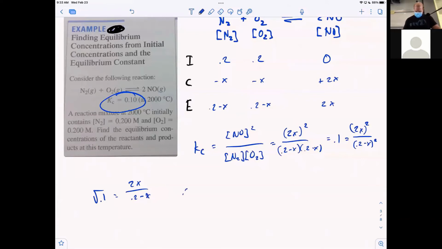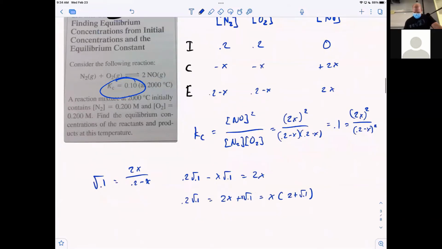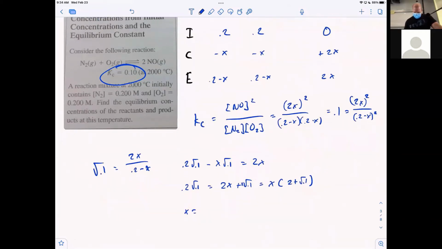So that means 0.2 square root of 0.1 minus x square root of 0.1 equals 2x. Put the x's on the same side. 0.2 square root of 0.1 equals 2x plus x square root of 0.1, which is x times 2 plus the square root of 0.1. And then that means x equals 0.2 square root of 0.1 divided by 2 plus square root of 0.1.